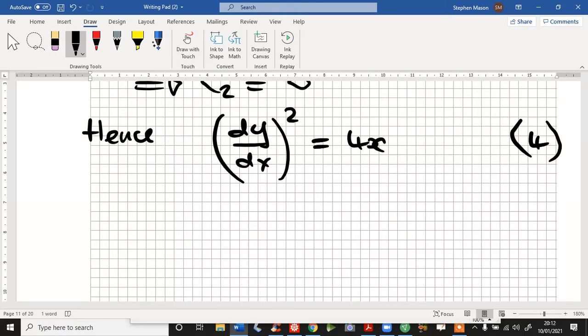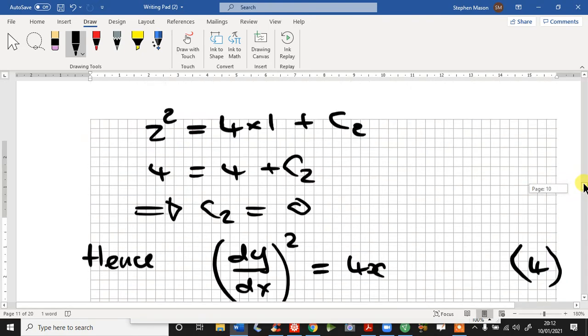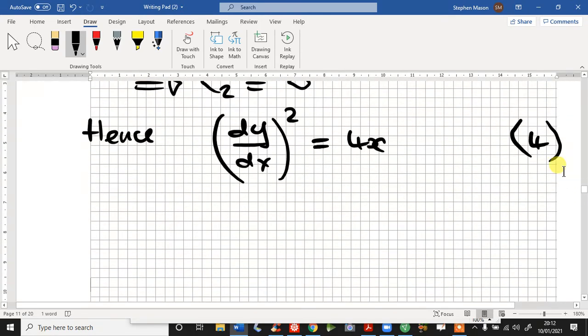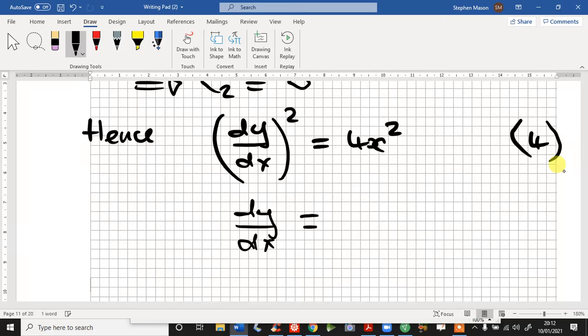Now, have I done that right? Let me just check, it's 4x squared, isn't it? Yeah, so I thought there was something I was missing out. So (dy/dx) all squared equals 4x squared. So taking the square root of both sides, the square root of the left-hand side equal to the square root of the right-hand side, yields dy/dx equals 2x squared.